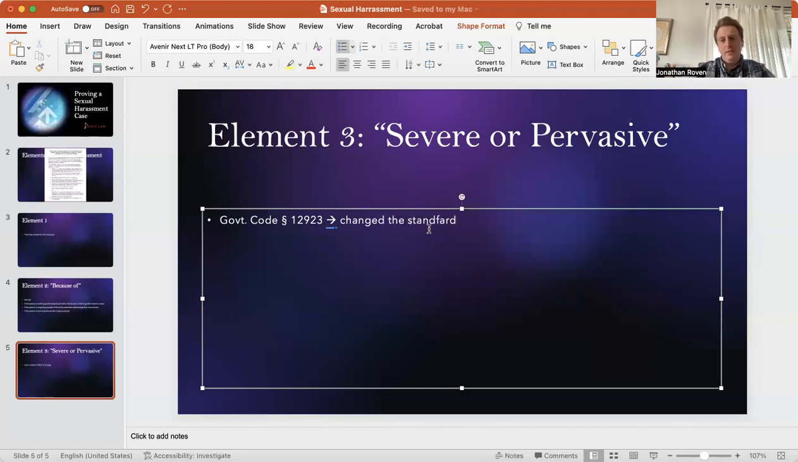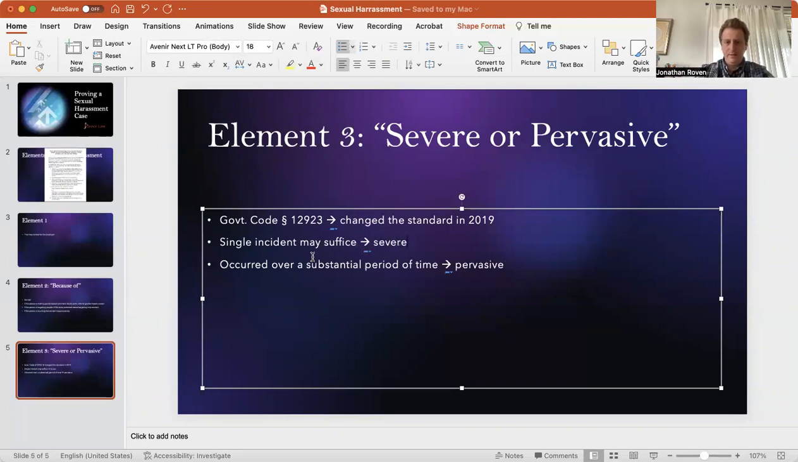Changed the standard in 2019. So some of the specifics of it is that a single incident may suffice, meaning a single incident that is severe enough would suffice. If it occurred over a substantial period of time, that would make it pervasive.